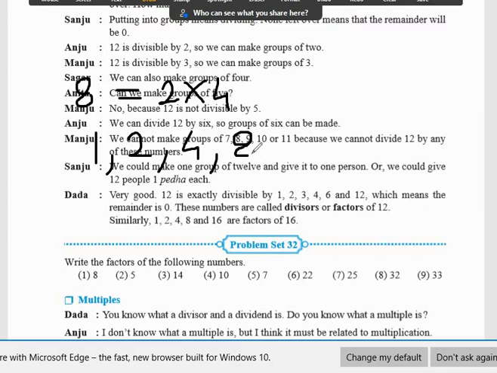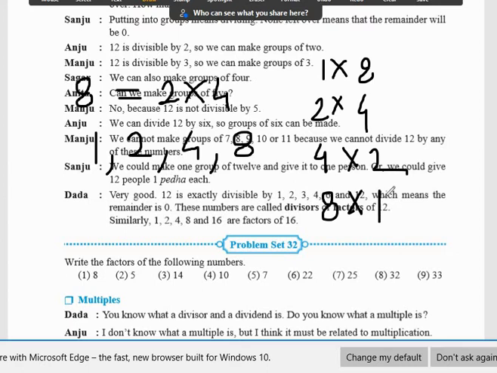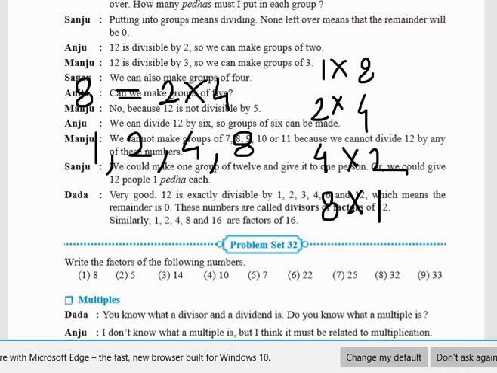Then in the table of 8, 8 is there because 8 ones are 8. 1 eight is 8. Okay. 2 fours are 8. Then 4 twos are 8. And 8 ones are 8. And therefore factors of 8 are 1, 2, 4 and 8. These are 4 factors of 8. Okay.